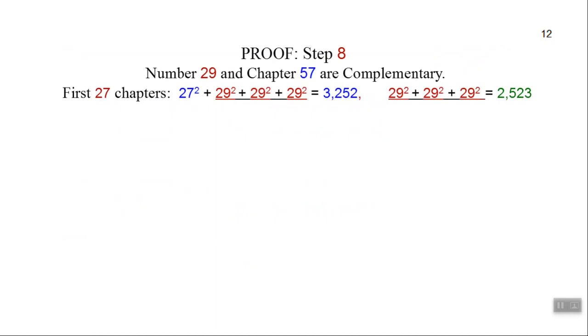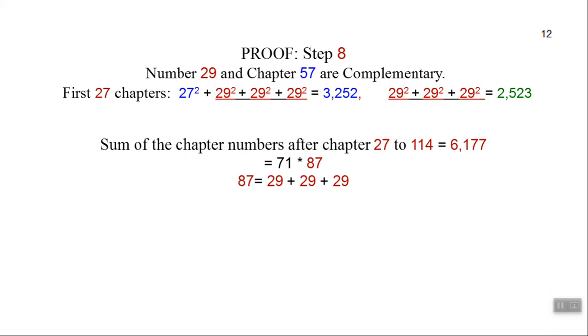The two equations of the number of verses of the first 27 chapters and their reverse number pointing to the significance of number 29 and 57 are from step 2. But we also see that the sum of the chapter numbers after chapter 27 to chapter 114 is 6177, which is equal to 71 times 87. And number 87 is equal to 29 plus 29 plus 29.